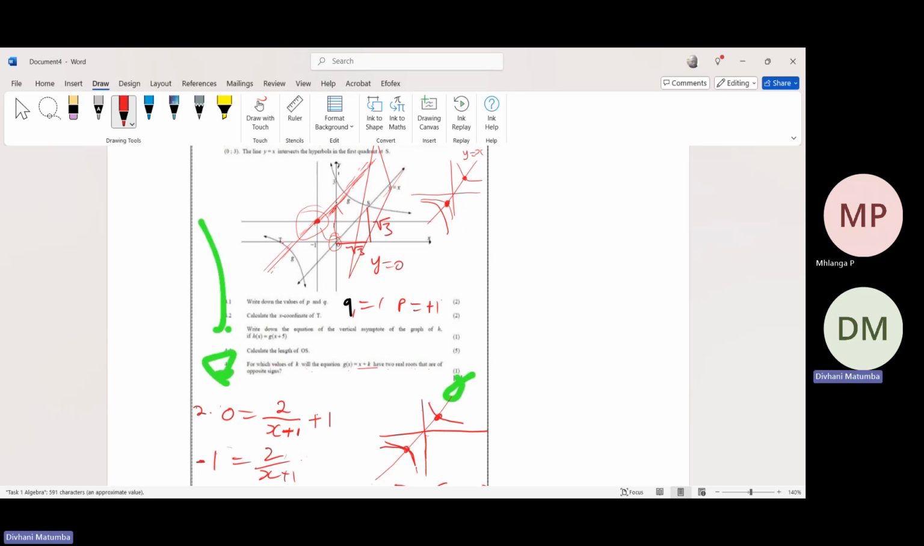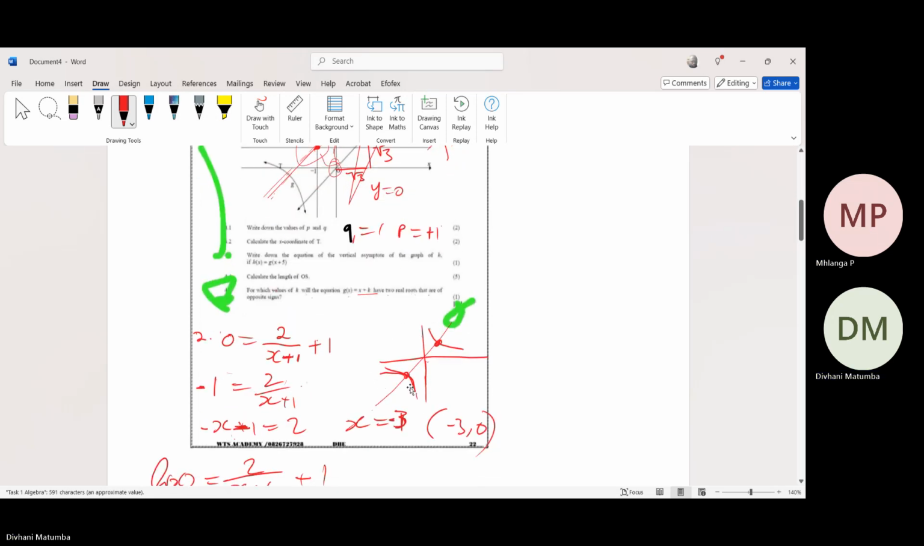I'm being confused by this one. These are the ones that are giving me a problem, the ones with k. Is it possible that you can look at it, then you come back to me? Okay, no problem.